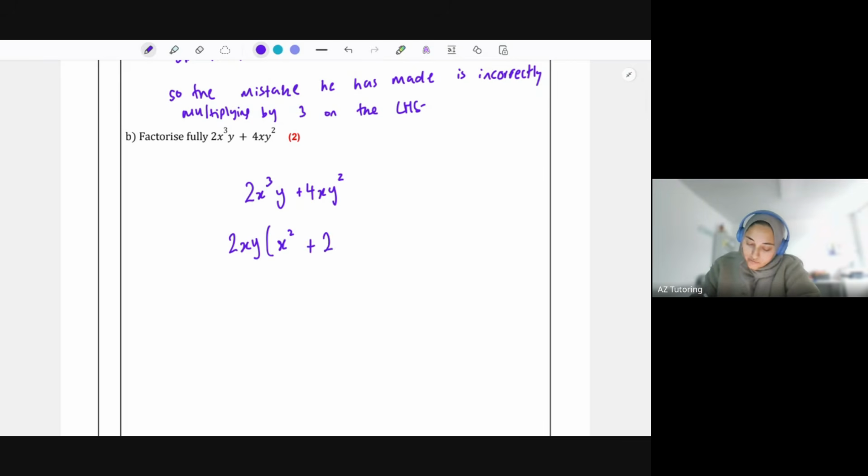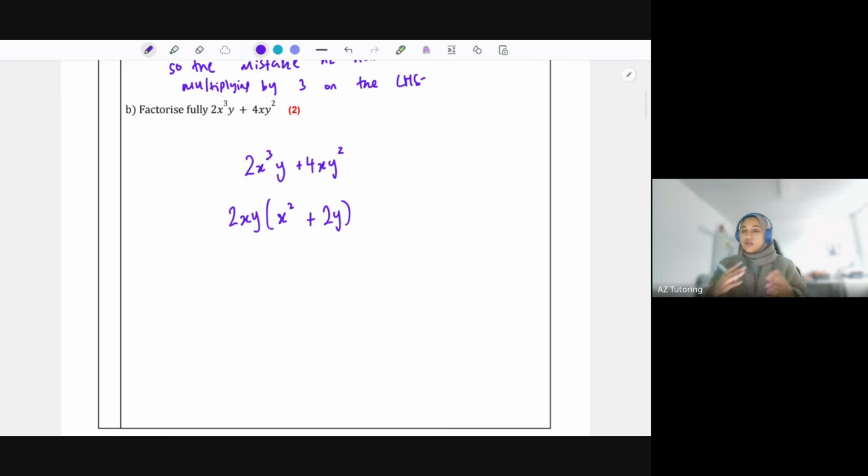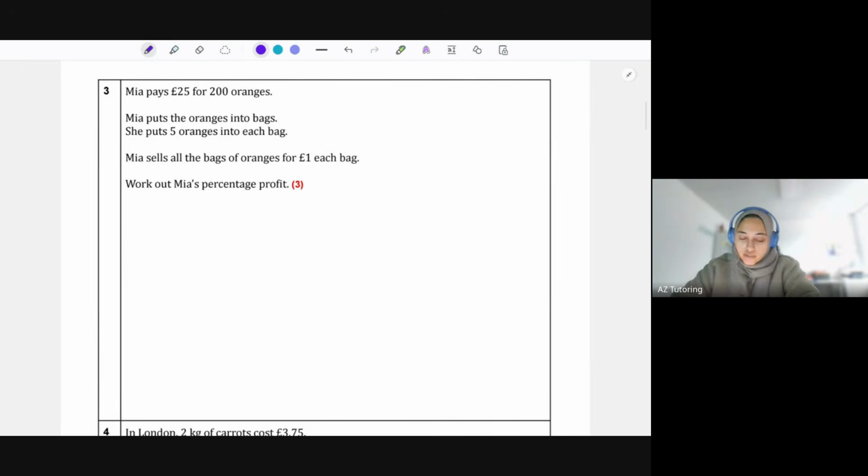2 times 2 is 4, so that's where that comes from. We already have the x, so that's fine. And y times something gives me y squared. That is just y. So nice and straightforward. Just do it in parts. Look at your numbers and each letter separately. Nice 2 marks there. Okay, question 3.